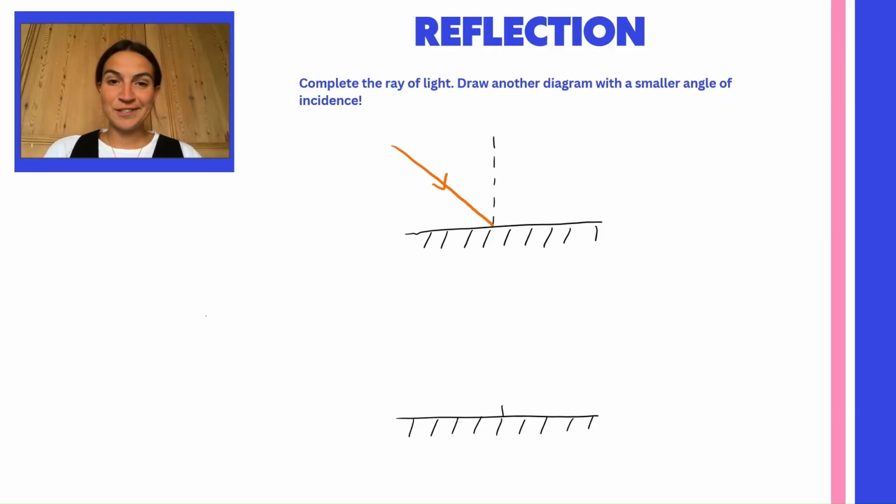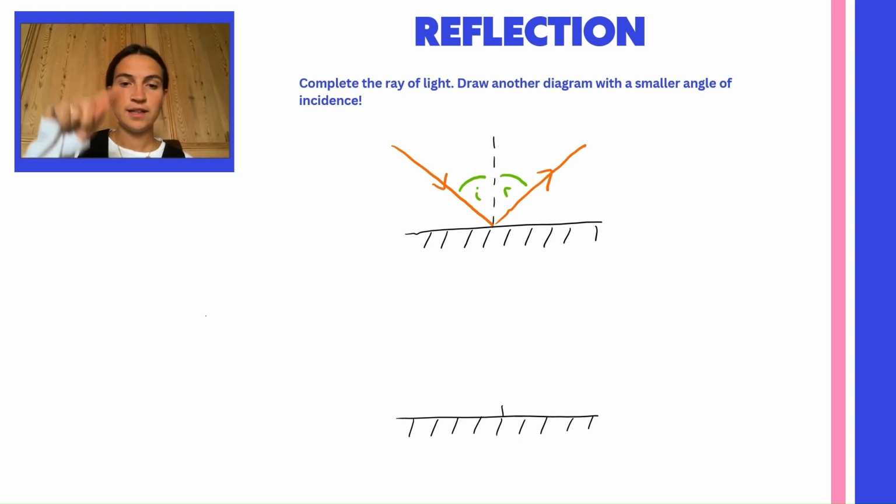Okay, let's do some questions on reflection. So we have a ray diagram here and we need to complete the ray diagram. That is some light coming towards the mirror and it's going to bounce off the mirror. So I can fill in my reflection ray like that, and I know it should be in that direction because I'm looking for that angle of incidence, or the angle between that initial ray and my normal, that line which is 90 degrees to my mirror surface, to be equal to my angle of reflection, that angle R there.